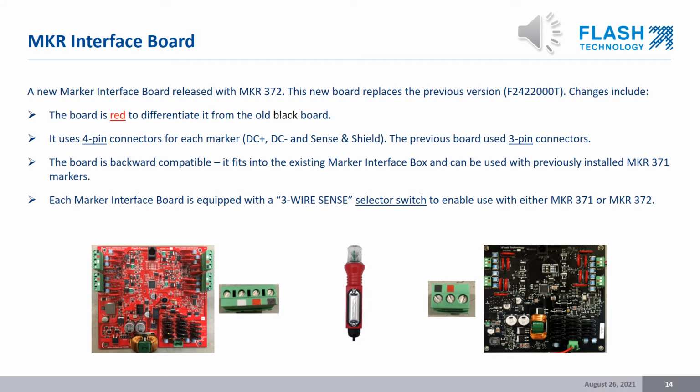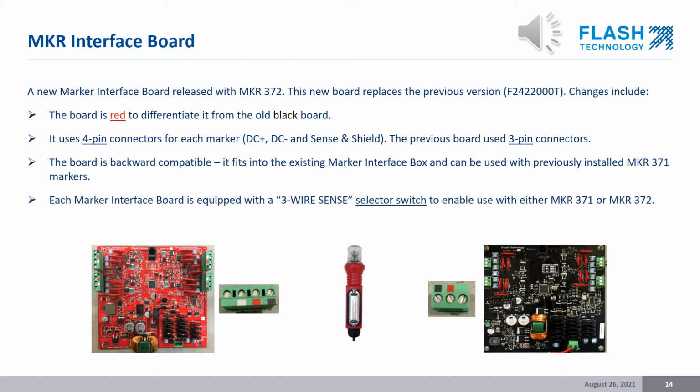Upon the release of the new 372 Marker Interface Board, you will see that the board is red versus black. The 4-pin Phoenix connectors will be used for DC positive, DC negative, sense, and shield. The previous board, which was black, only used a 3-pin Phoenix connector. The newer style board is backward compatible, therefore it can be used with earlier installed LED markers.